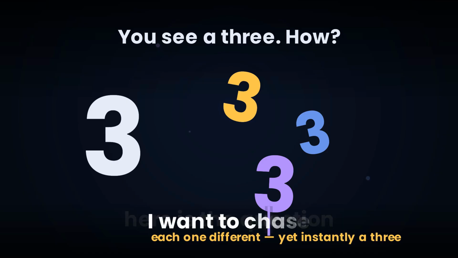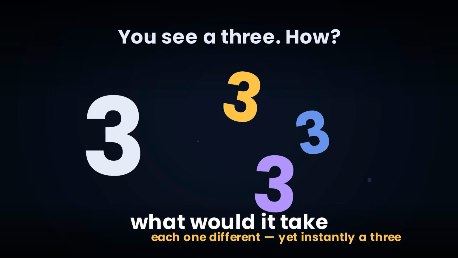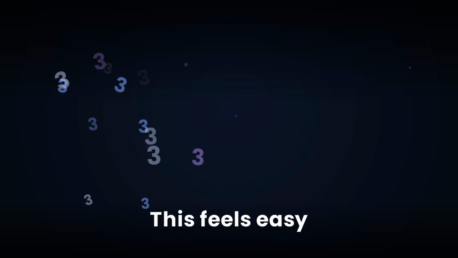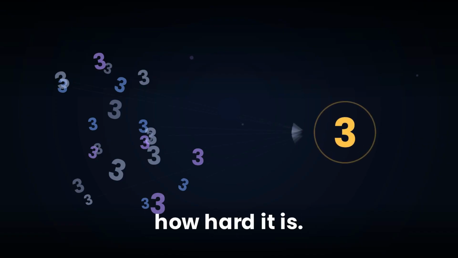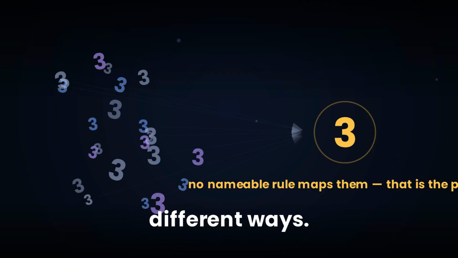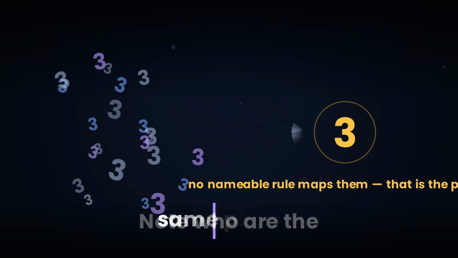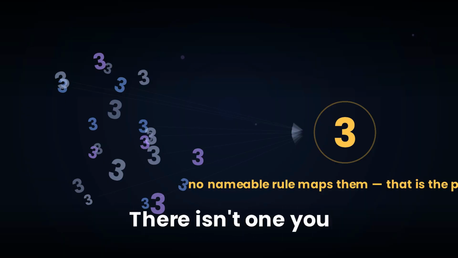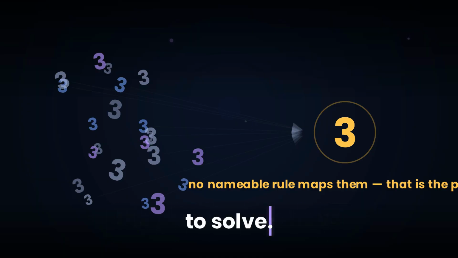Here is the question I want to chase. What would it take to build a machine that can do the same thing? This feels easy, so we never notice how hard it is. You can recognize a 3 written 10,000 different ways. Thin, fat, slanted, shaky. No two are the same picture, yet you map them all to one idea. 3. Write down the rule you used. You can't. There isn't one you can name. And that is exactly the problem we have to solve.